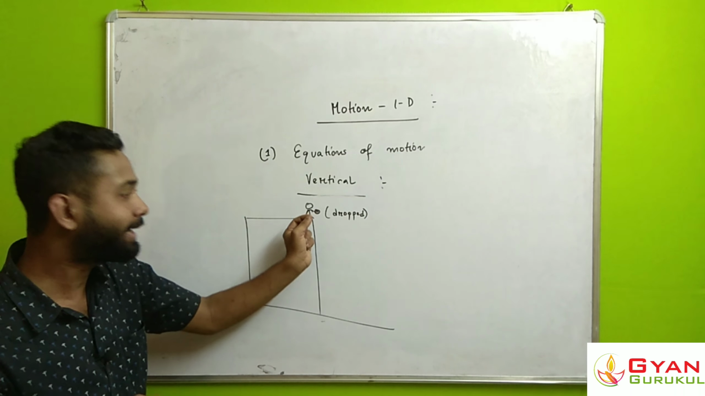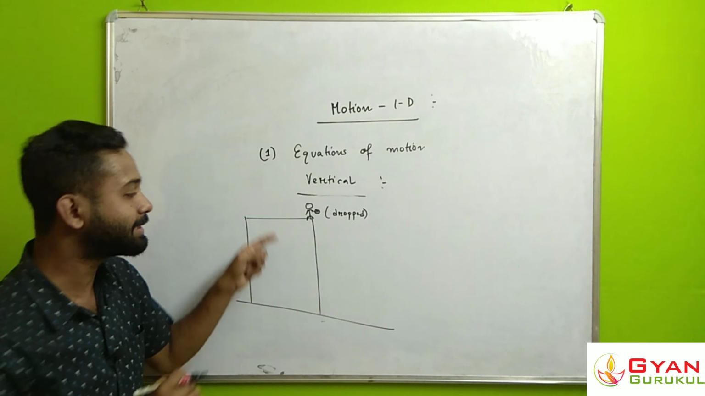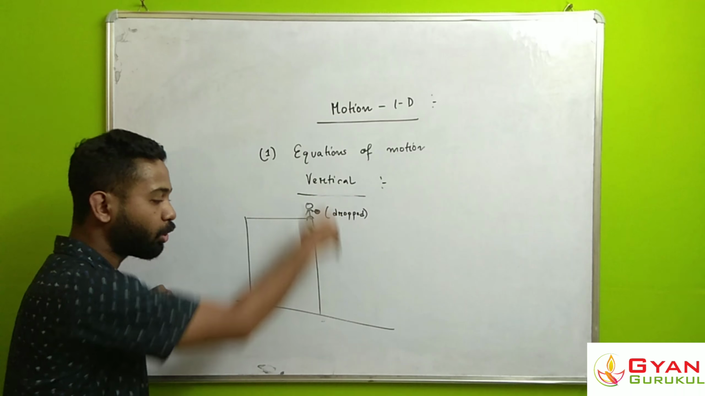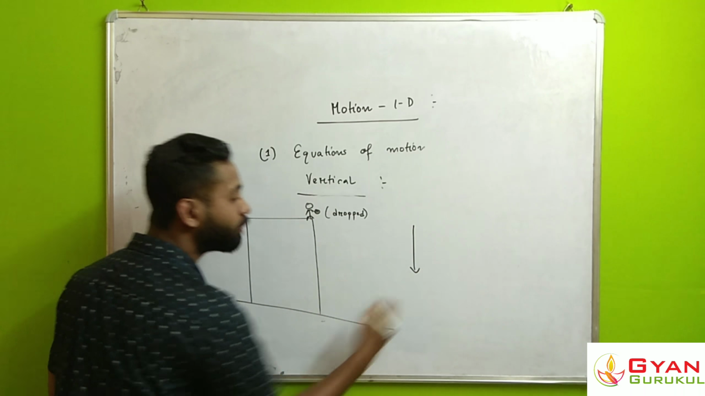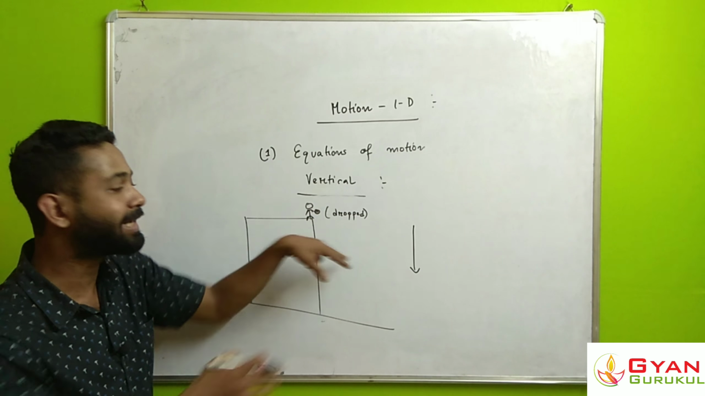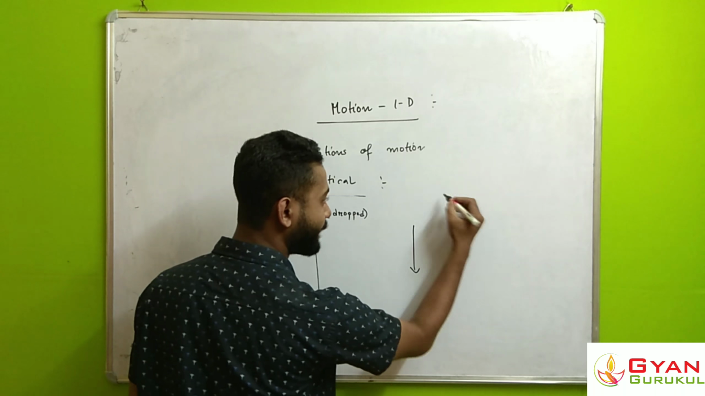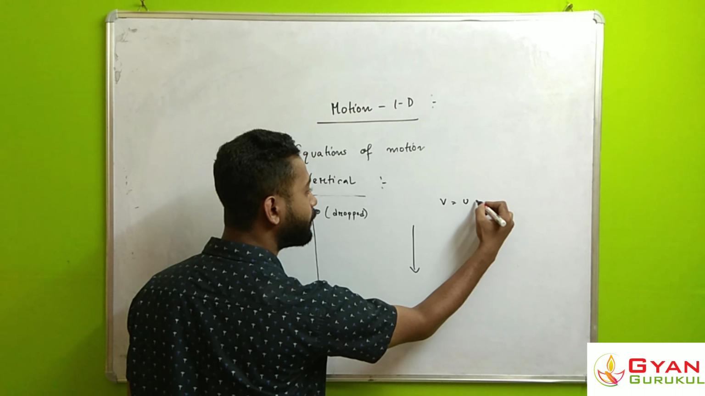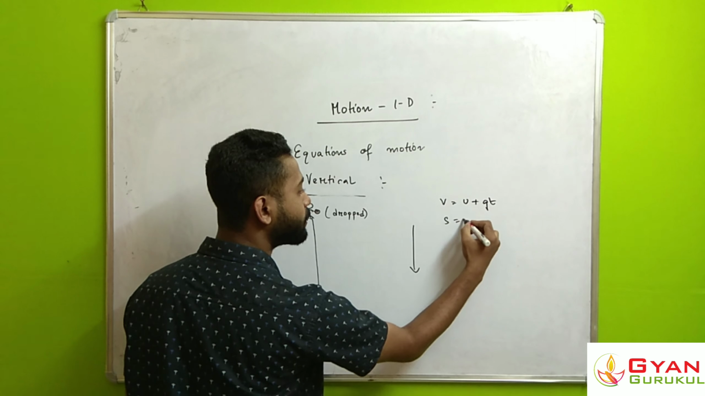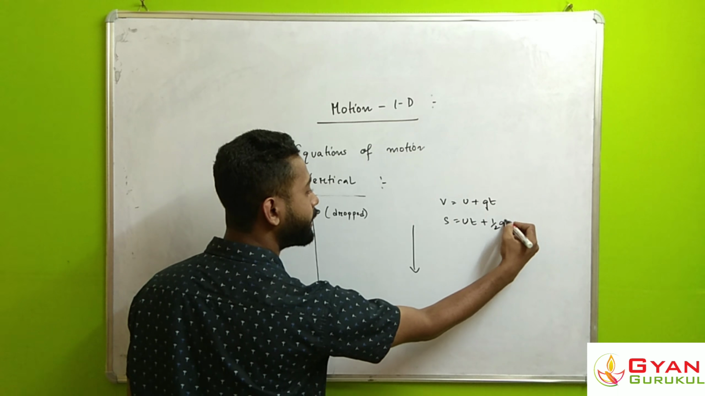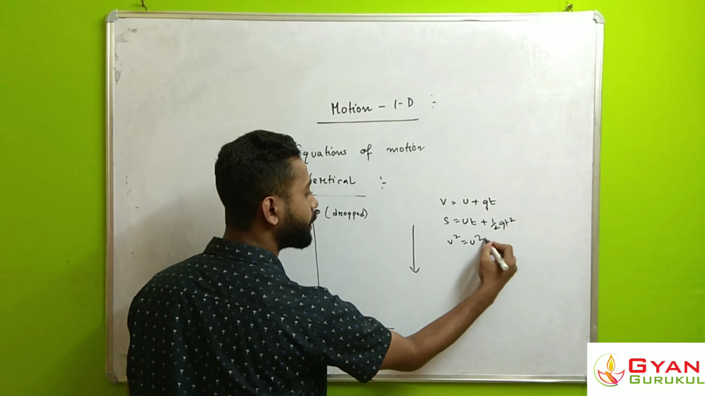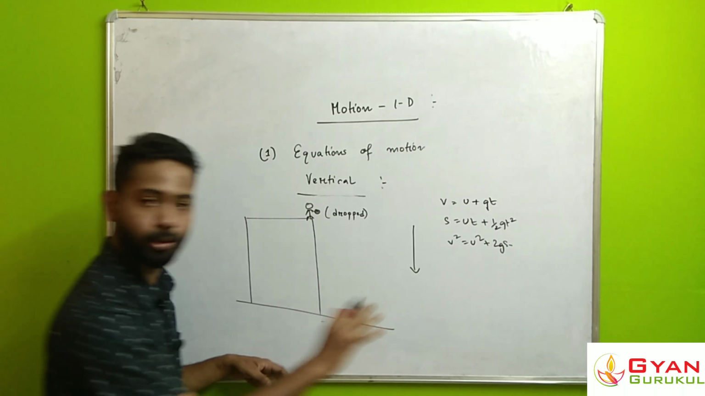Now, in that case, we need to first understand that it is a motion. If the ball falls, obviously we are talking about downward vertical motion. So, for downward vertical motion, we know that the set of equations we use will be V equals U plus GT, S equals UT plus half GT squared, and V squared equals U squared plus 2GS. We at least know this.